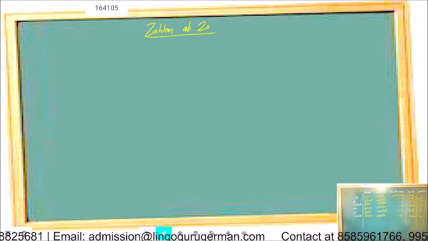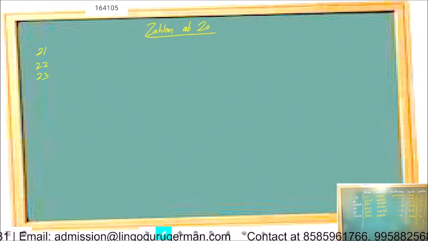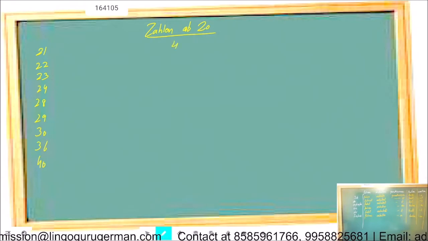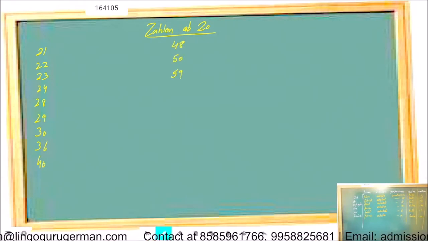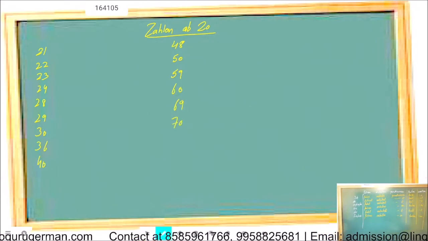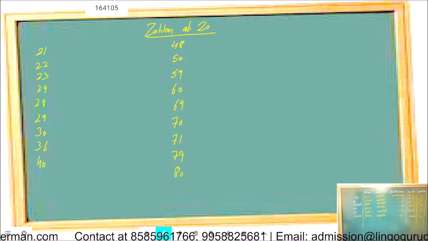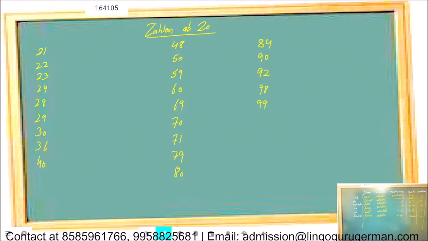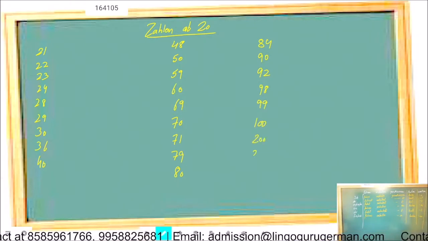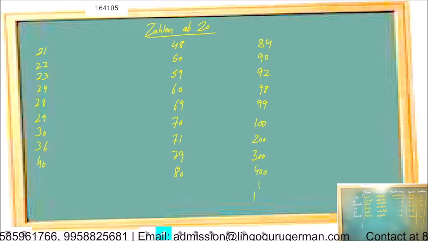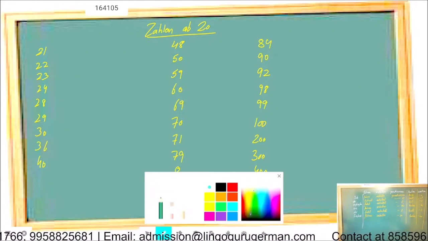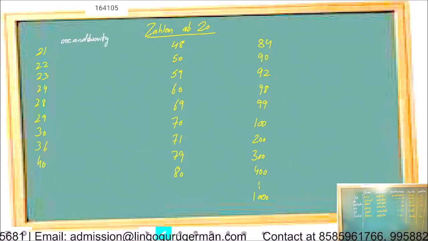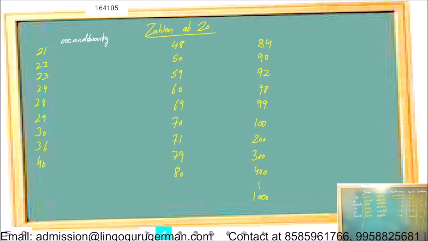Zahlen ab 20. So we have 21, 22, 23, 24, 28, 29, 30, 36, 40, 48, 50, 59, 60, 69, 70, 71, 79, 80, 84, 90, 92, 98, 99, 100, 200, 300, 400, and so on. 1000. Very easy. What you need to do, just follow this format. Write it 1 and 20 without space. German numbers are written without any space.